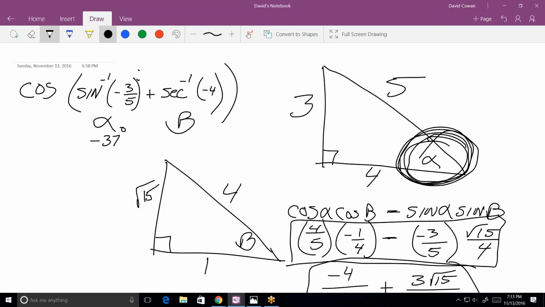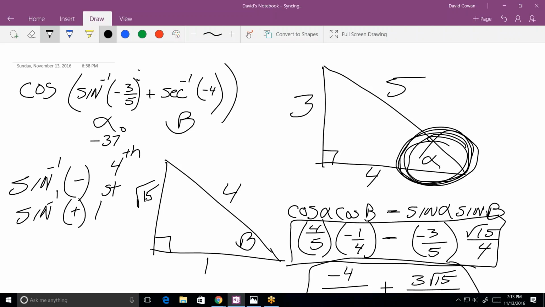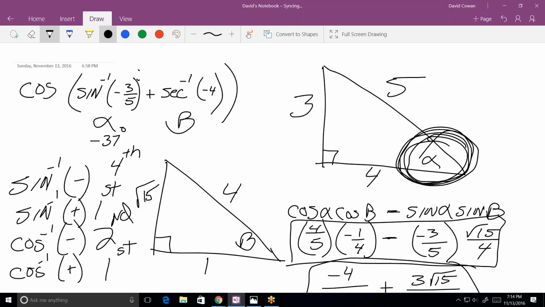So you're using the principle. In other words, if I have the inverse sine of a negative number, that's fourth quadrant. If I have the inverse sine of a positive number, that's first quadrant. If I have the inverse cosine of a negative number, that's second quadrant. And if I have the inverse cosine of a positive number, that's first quadrant also. So you kind of need everything you see on this page.